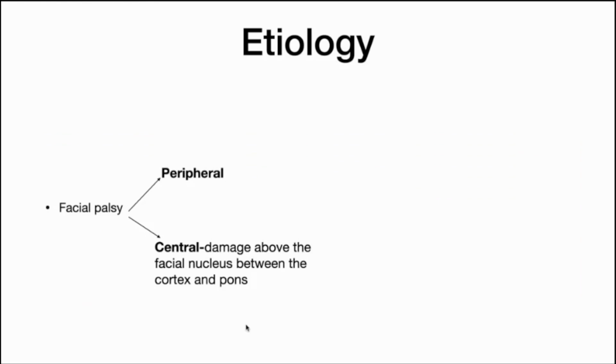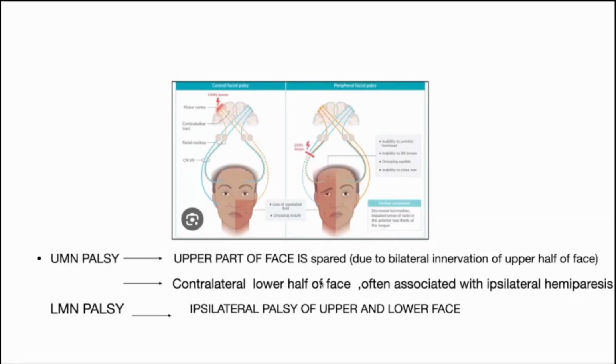What is the etiology of a facial palsy in children? It can be divided into a peripheral lesion or a central lesion. Central lesions are those when there is damage above the facial nucleus, between the cortex and the pons. Whenever there is damage there, it will lead to a central facial paralysis. What is the difference between a central and a peripheral lesion, which can also be said as an upper motor neuron or a lower motor neuron lesion?